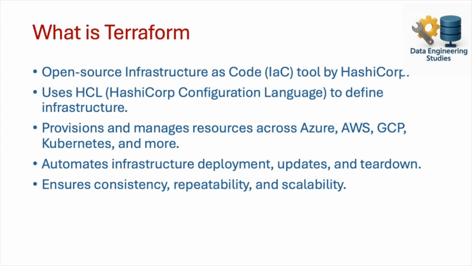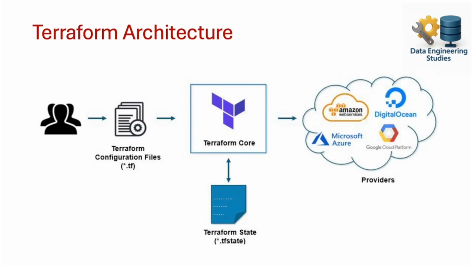Now let's take a look at Terraform architecture. You begin by writing your infrastructure definitions in a Terraform configuration file, which uses the .tf extension. These files describe what your infrastructure should look like. For example, virtual machines, networks, or databases. These configuration files are written in HCL, that is HashiCorp Configuration Language, which defines the desired state of resources such as Azure VM, AWS EC2 instance, or GCP storage bucket.